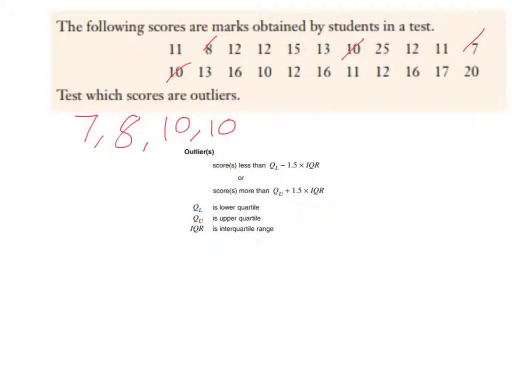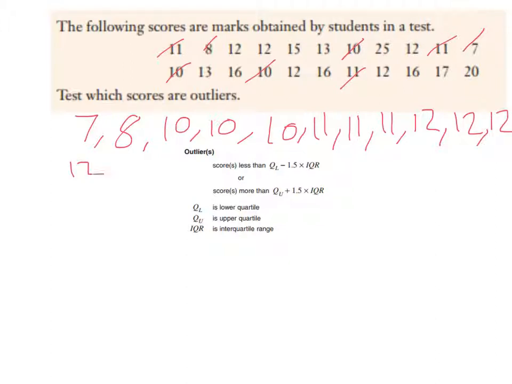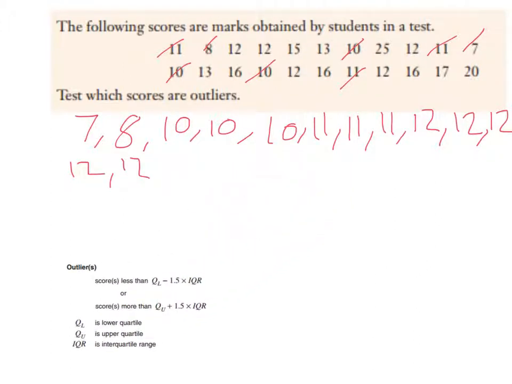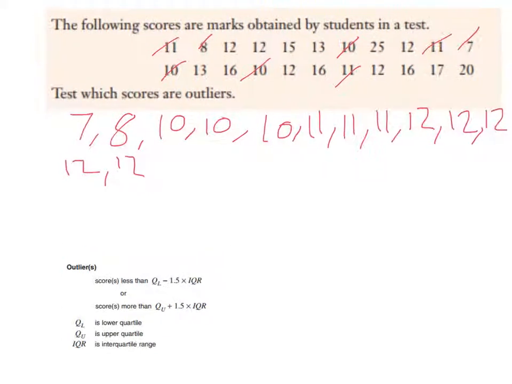Oh, we actually have 3 10s. Sorry about that. Then we have the 3 11s. Alright, we might want to move this stuff out of the way. So we have 5 12s.